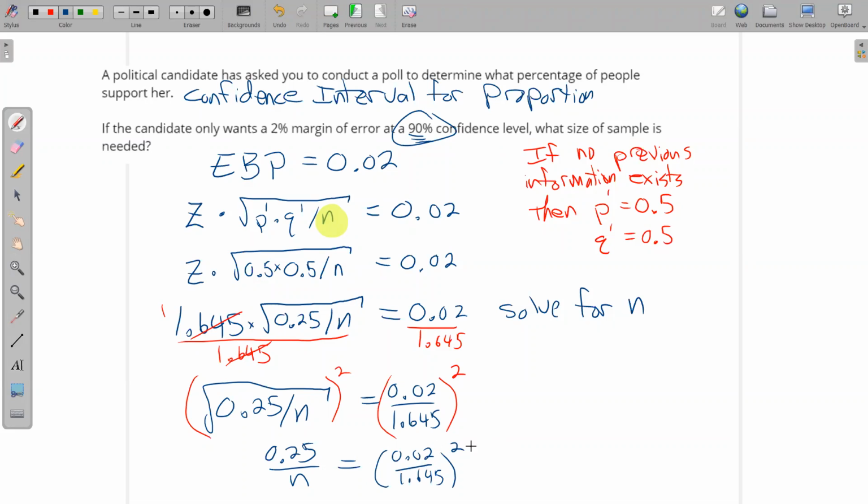And then the last step would be, there's a couple ways to solve this from here. We could cross multiply and divide. I'm just going to jump to the end here. If I do that, then n equals, this thing gets flipped when I cross multiply and divide. So that's going to be 1.645 over the 0.02, all of that still squared. And then 0.25 is going to stay where it is. So that calculation will give me the number I want.